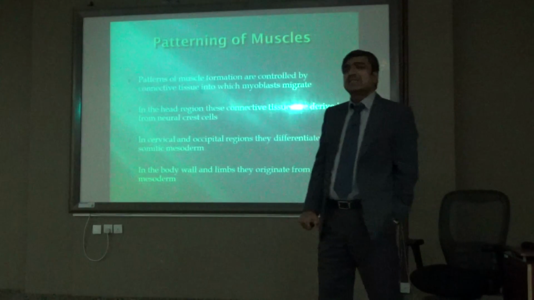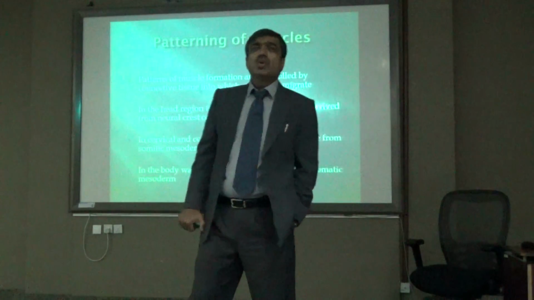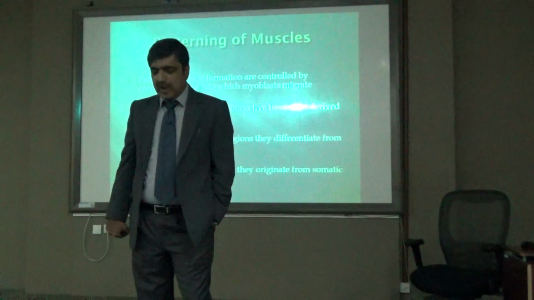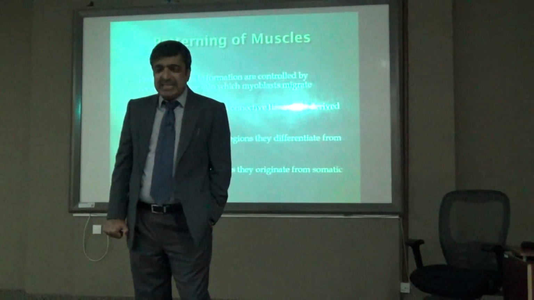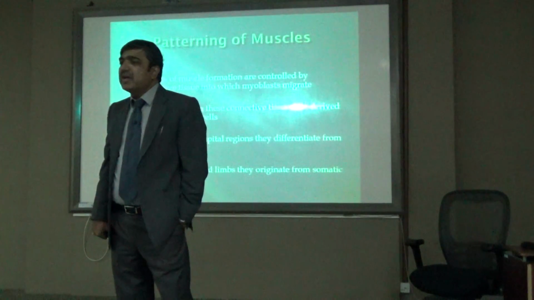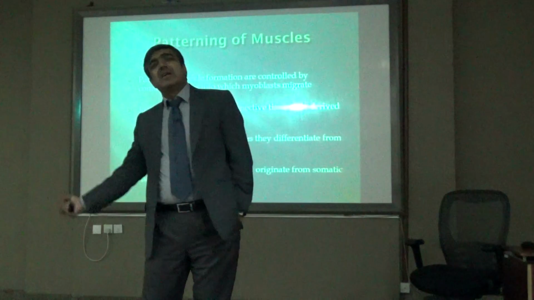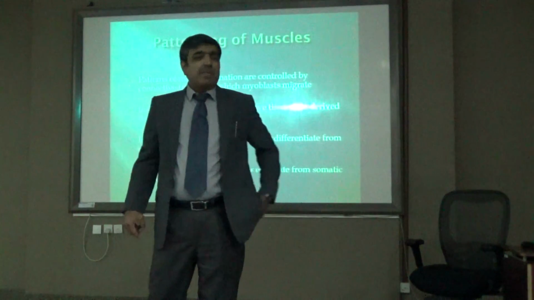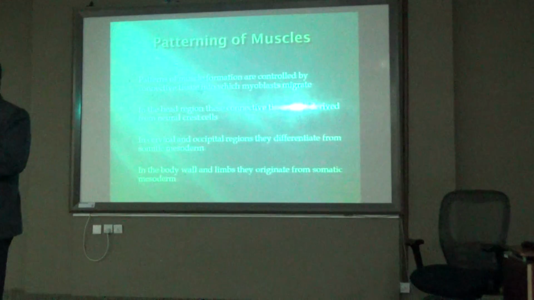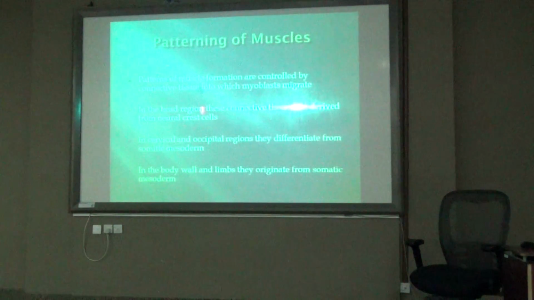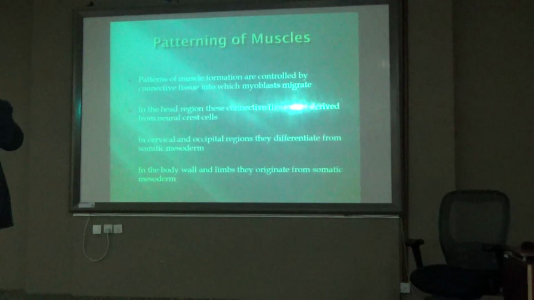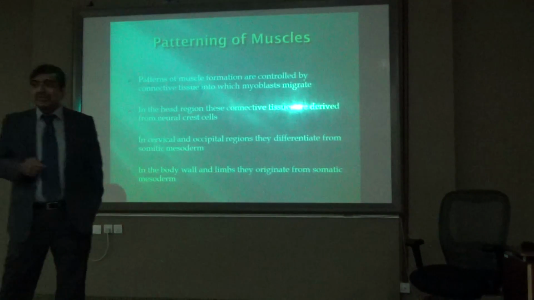Does anybody have an idea of the neural crest cells? No, you cannot have an idea of this. This is in the initial stages of the development of the human body. These neural crest cells distribute in different areas of the body. They are derived actually from the ectoderm, but they are very influential cells. So in some regions of the head, these neural crest cells also influence these cells to become the skeletal muscles in the head region.